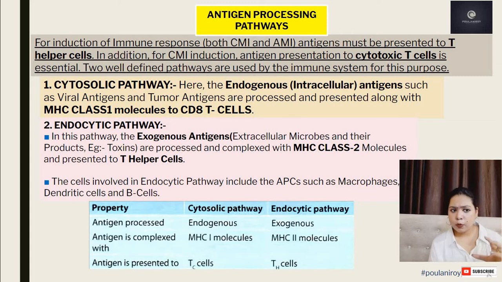So this differentiation chart is very good to recall. Just by looking at this chart, you don't even have to read what is written in the content. It is very easy to recall the two pathways. It is a very nice summarization which is given here. So I hope this slide is clear to you too.